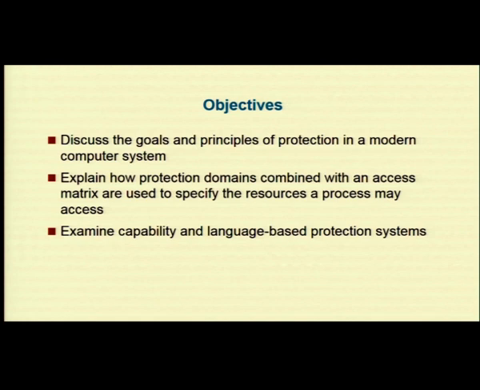So, explain how protection domains combined with an access matrix are used to specify the resources a process may access. One protection domain which becomes very clear is an idea called file. Most operating systems have taken the path of Unix in telling that every file at the time of creation will have file permissions. A file can have permissions for the person who has created it, the group that the user belongs to, they can have read, write or execute permissions, and the third one is others.